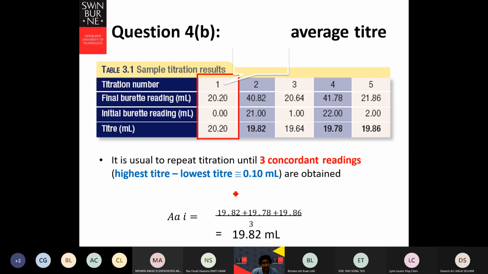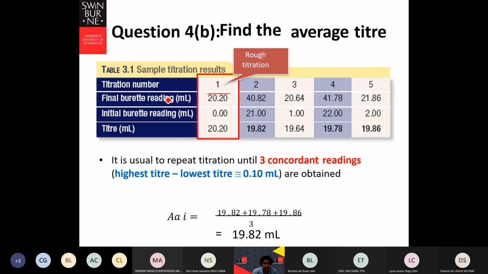Question number B says that this is the reading, all right? This is the reading for our 3 sets or 5 sets of experiment, the same experiment that we have done. Actually, this is your first experiment as well. So pay attention so that it will be easier for you to prepare the report, right? Let's say that we have 5 sets of experiment. We have done 5 times, that is why 1, 2, 3, 4, 5.